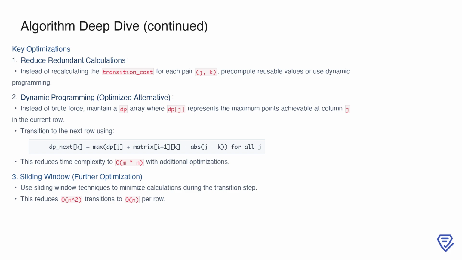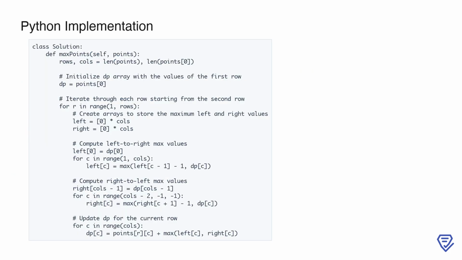the optimal solution. Here, we begin by defining a class Solution with a method maxPoints that takes the points matrix as its input. First, we determine the number of rows and columns in the matrix. Then, we initialize a dynamic programming array DP with the values of the first row, because the first row's points are our starting point. This DP array will help us keep track of the maximum points attainable at each column as we process subsequent rows.